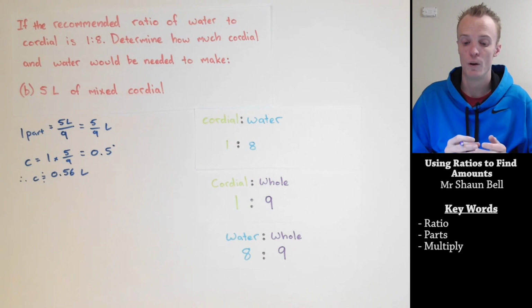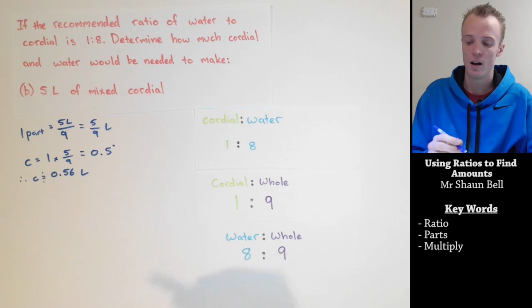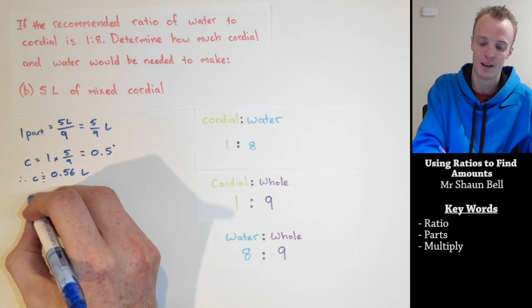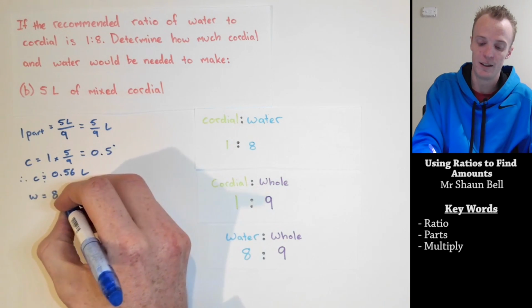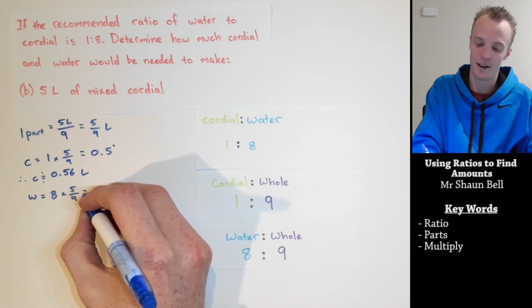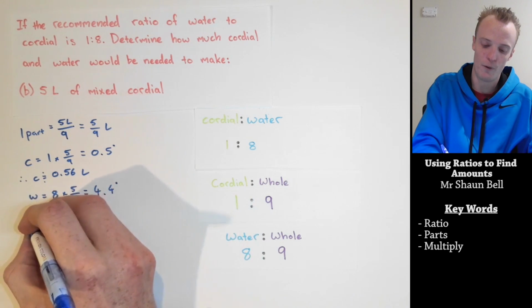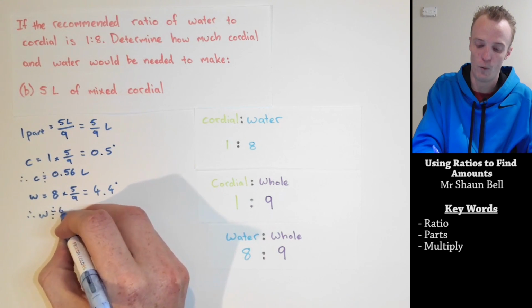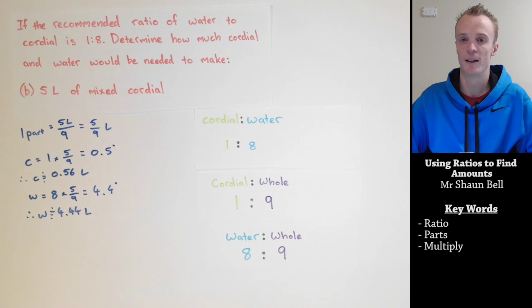Now we've got the amount of cordial, we could simply subtract this amount from the 5 litres to work out how much water we need. Or I could look at how many parts of this mixture was water, which was 8 parts, and multiply that 8 by what each individual part was, which in this case is 5 over 9 litres. Now when I enter that into a calculator, it equals 4.4 recurring. So therefore, the amount of water that I'd need in this mixture is approximately equal to 4.44 litres rounded to 2 decimal places.